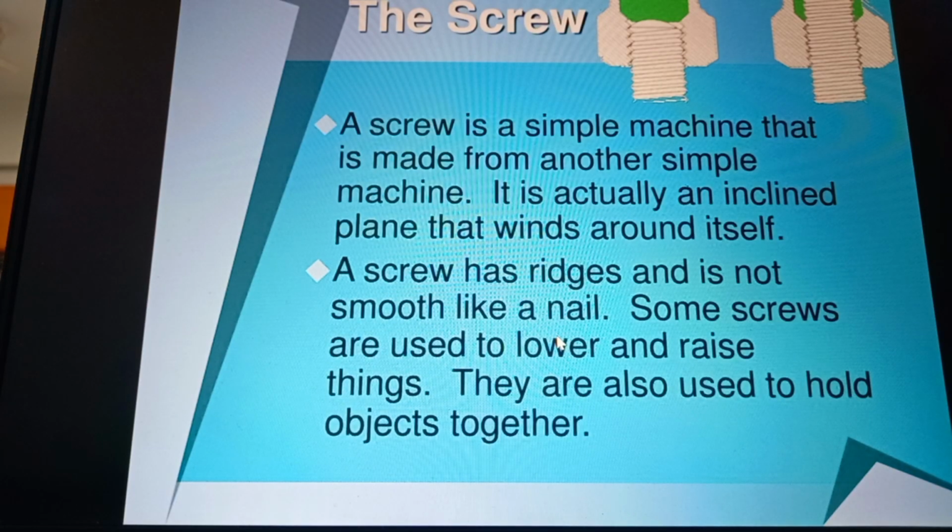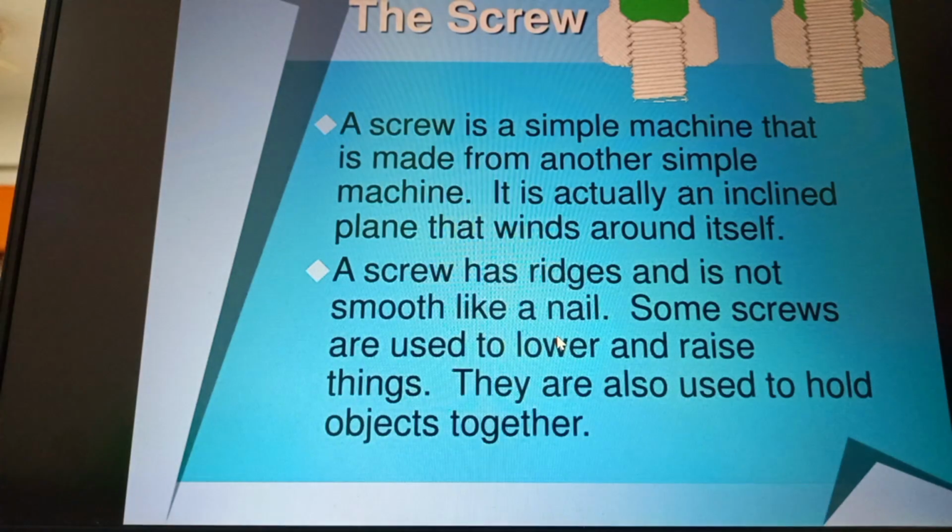Next, the screw. A screw is a simple machine that is made from another simple machine. It is actually an inclined plane that winds around itself. A screw has ridges and it is not smooth like a nail. So there are grooves. Some screws are used to lower and raise things. They are also used to hold objects together.